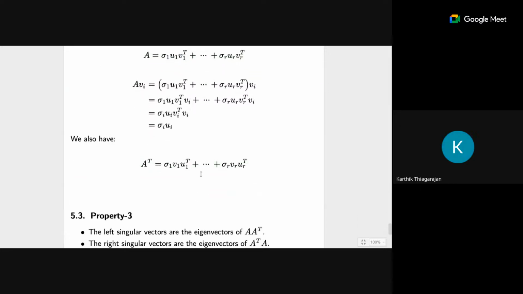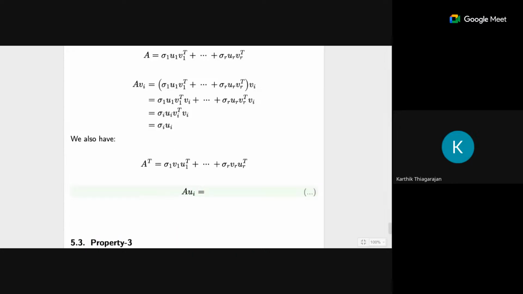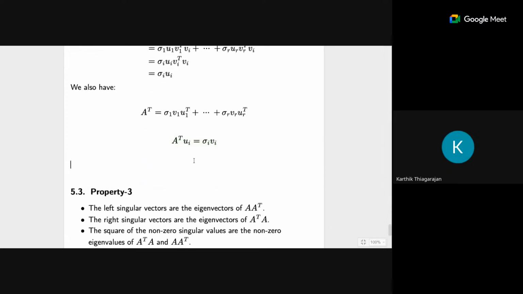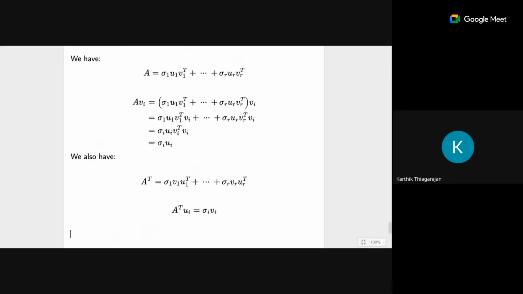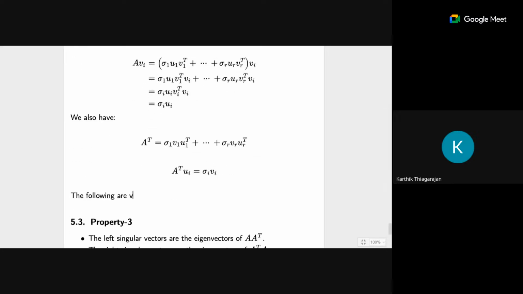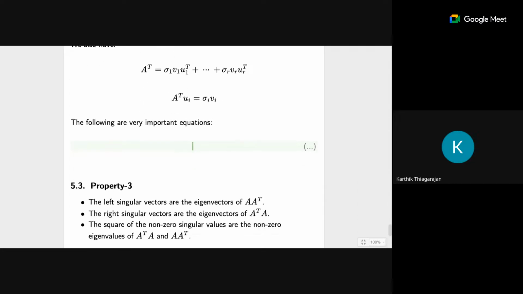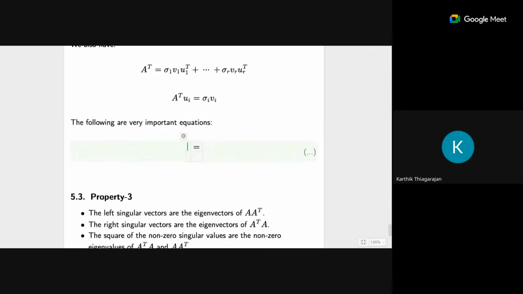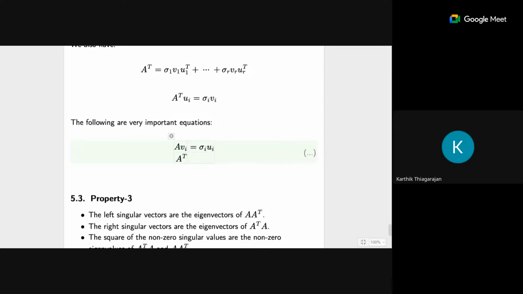Now A u_i, by the same argument, will be sigma_i and A transpose u_i will be sigma_i v_i. Please make note of these two, because the following are very important relations. It's 10 o'clock. Like yesterday, I'll just go till 10:30. So A v_i is sigma_i u_i and A transpose u_i is sigma_i v_i.